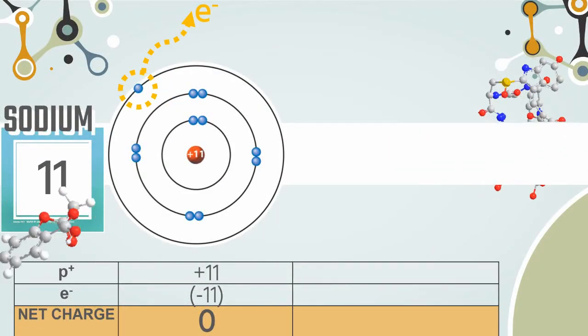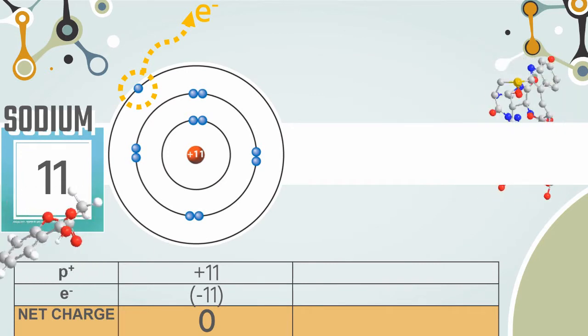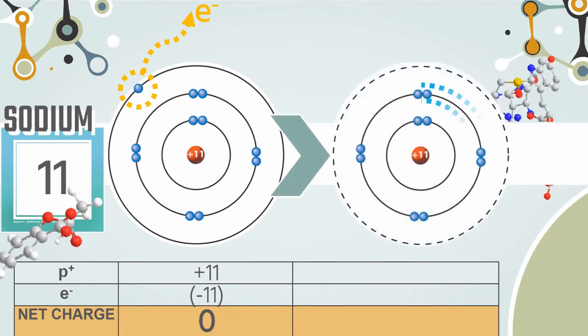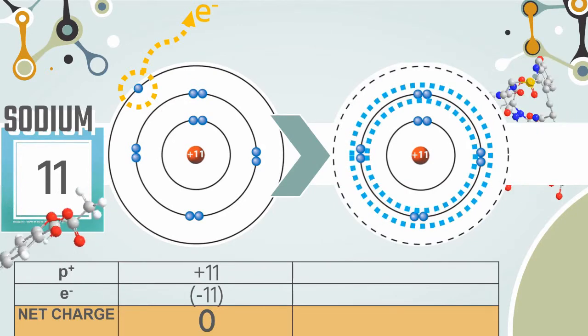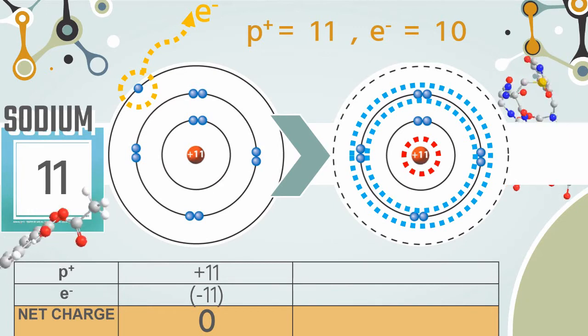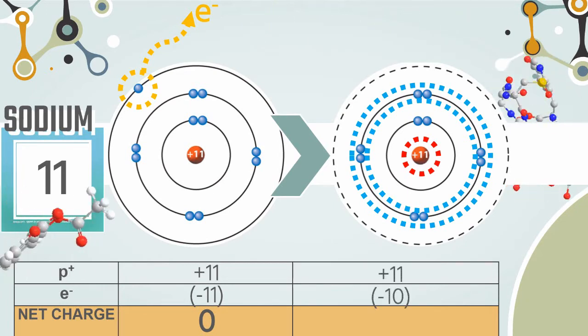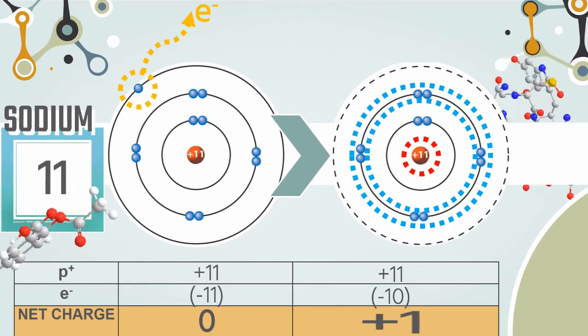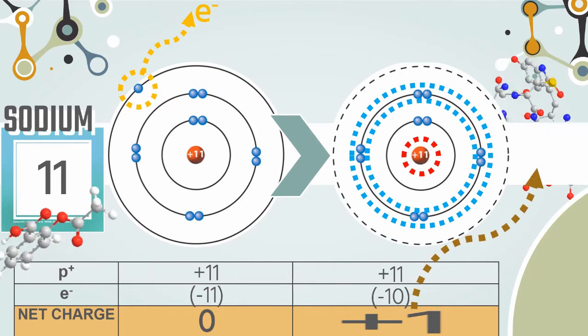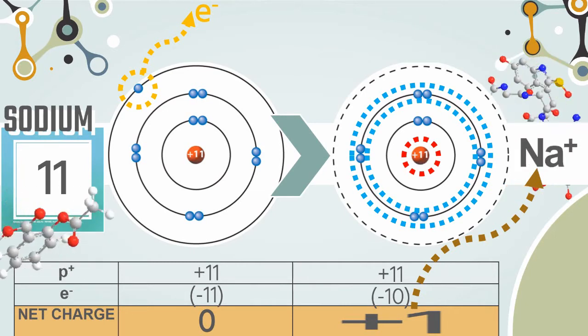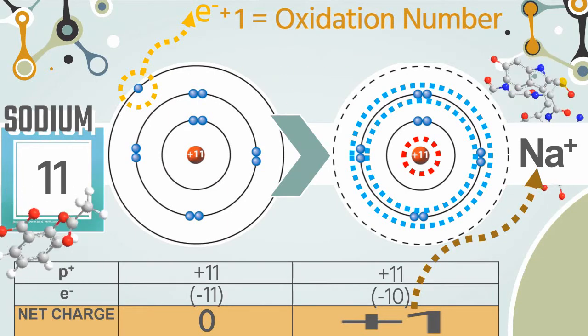Now, as sodium loses 1 electron, it becomes stable since the electrons in the second energy level is already 8. Furthermore, the number of its protons remain the same. Protons remain 11 while electrons become 10. Positive 11 plus negative 10 equals positive 1 net charge. Sodium produces positive charge, therefore it is a cation, and the chemical formula will be Na1+, or just simply write Na+. Positive 1 becomes the oxidation number of sodium.